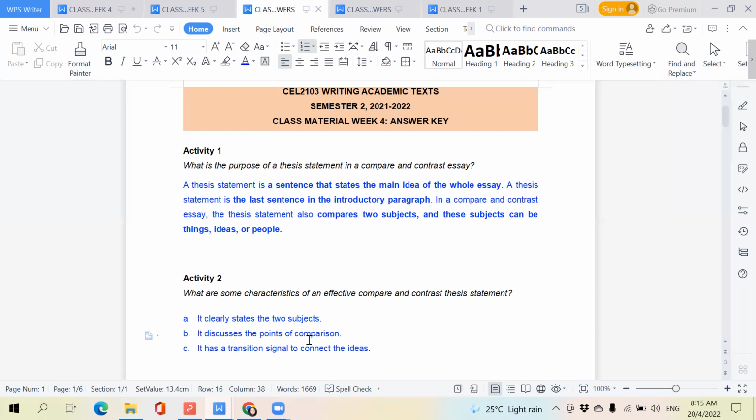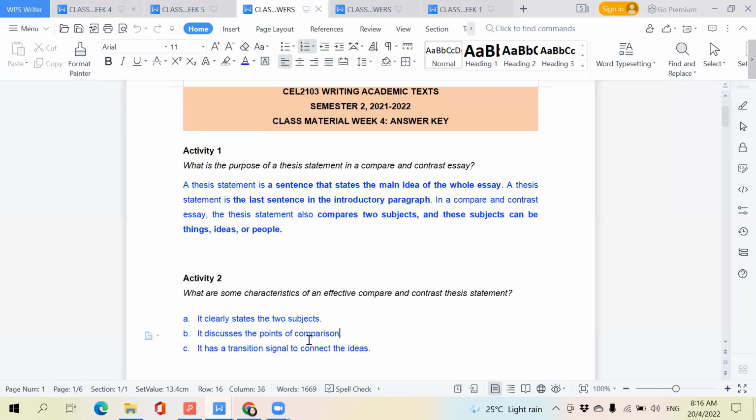All right, so for example, if you want to compare between two phones, for example, iPhone 13 dengan Samsung S22, so what is your points of comparison? What is it that you want to compare and contrast between the two subjects? So perhaps in terms of similarity, for example, you want to compare the battery life. That one falls under similarity. Okay, you're done for similarity.